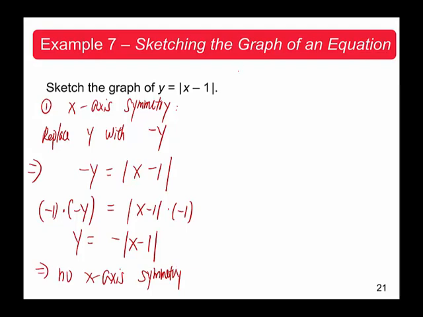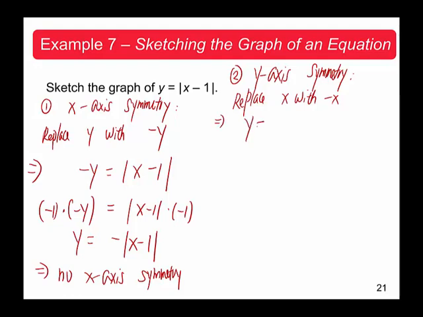And the second one, let's take a look at the y-axis symmetry. For y-axis symmetry, we replace x with negative x. So y equals the absolute value of negative x, x becomes negative x, minus 1. As you can see, they are not the same. So it's not the same as the original equation. It does not yield the equivalent equation, so there's no y-axis symmetry.